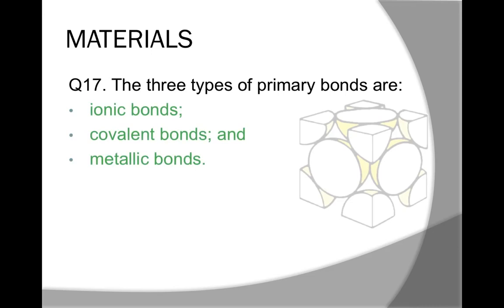Okay, question 17. There are 3 types of primary bonds. They are ionic, covalent, and metallic bonds. They're the 3 main kinds of bonds.